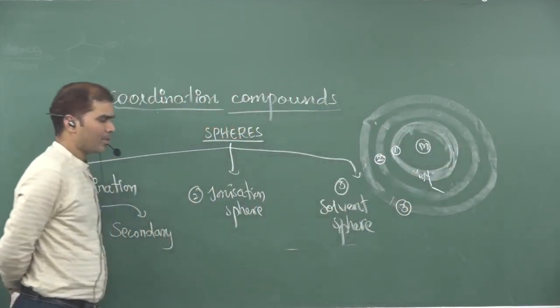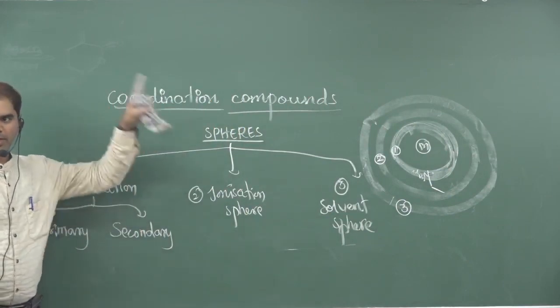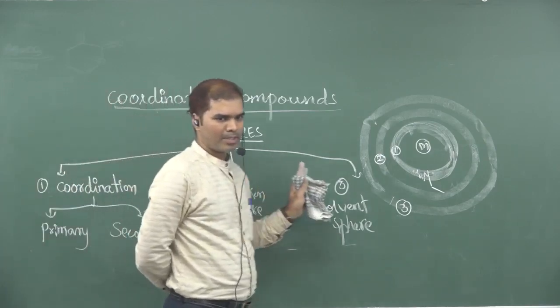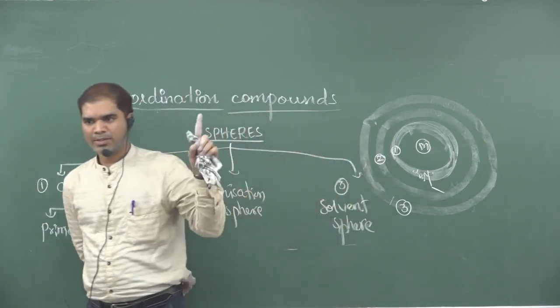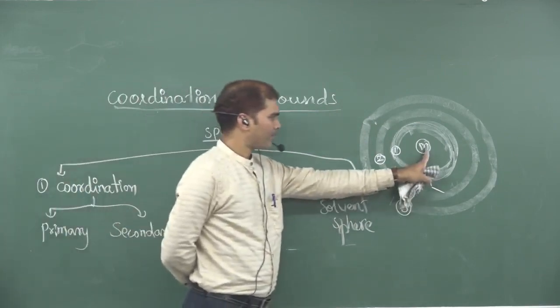So when I say secondary coordination sphere, that chain is not coordinating with the metal. It is just surrounding. It is not coordinating, but still we call it a coordination sphere because somehow it is directly attached to the metal. Okay?